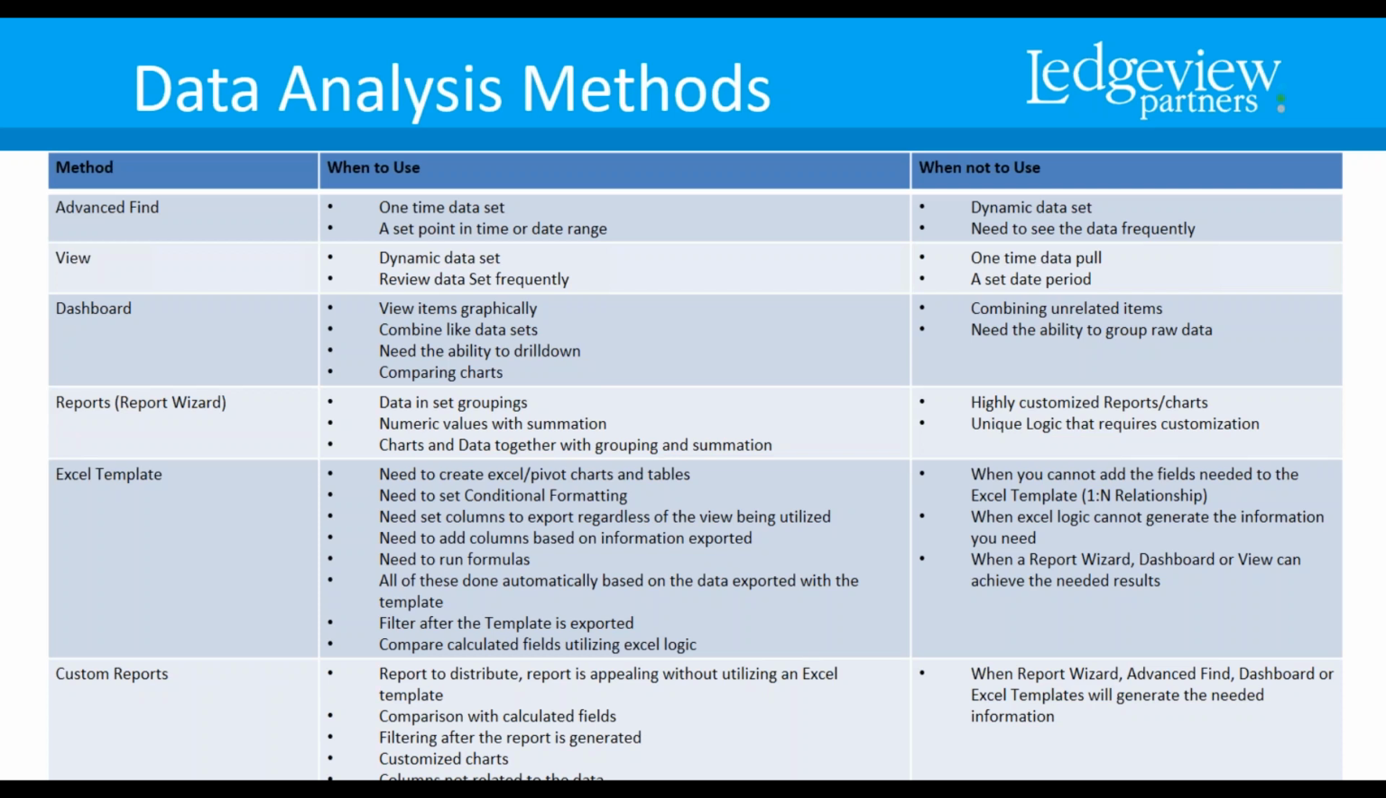Now, something that was added as of 2016 was Excel templates. And there's some really cool things that you can do with an Excel template. If you want to create Excel pivot charts and tables, set conditional formatting, set specific columns to export from CRM regardless of the data that you're pulling. So in other words, when you do a search within CRM, you notice how those columns are different than maybe the My Active Accounts columns. That's because it's its own view. Within an Excel template, you set the specific columns that export no matter what view or searching that you've done.